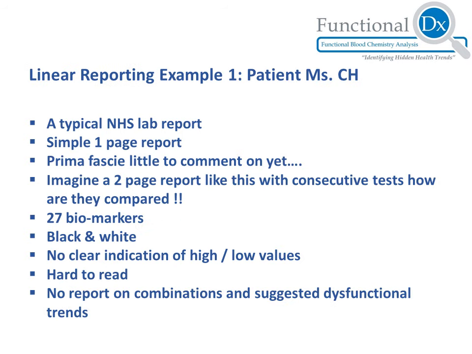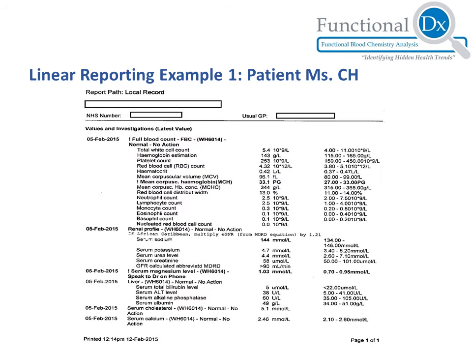So if we look at what a typical NHS report is, a one-page report, there's little to comment on. Imagine you get extensive ones, 2 or 3 pages in some cases, but this one's got 27 biomarkers. It's in black and white. It doesn't really show you other than mean corpuscular hemoglobin is elevated and sodium is slightly elevated, and that's all it says. And if a clinician looks at that, it's going to look like, well, there's not enough really to go on. You're all right, go away.